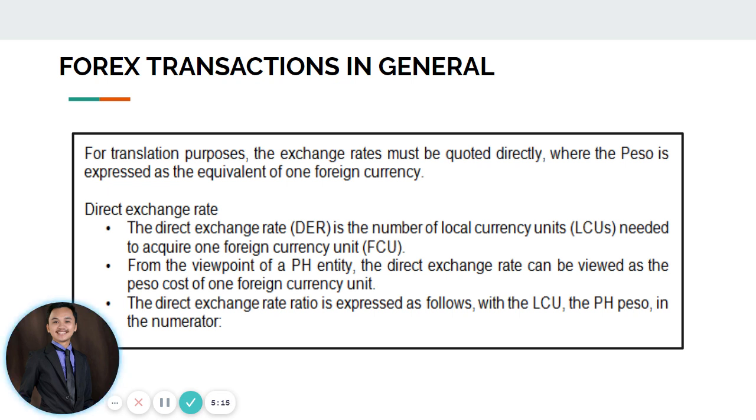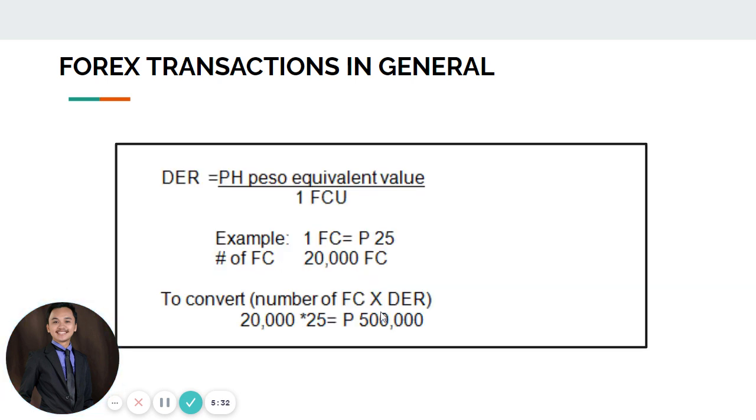Now, this direct exchange rate ratio is expressed as follows, where your local currency unit, which in the Philippines is the peso, will be in the numerator. To compute your direct exchange rate, we have a simple formula with the Philippine peso equivalent value, or your local currency unit, on the numerator and the foreign currency unit on the denominator. For example, the exchange rate is one foreign currency equal to 25 pesos. So to compute the direct exchange rate, we have 25 over 1.